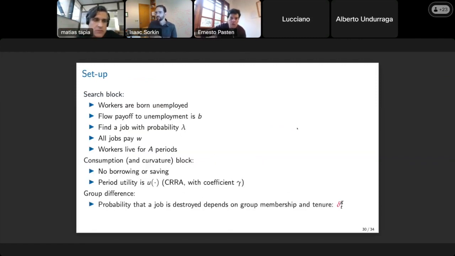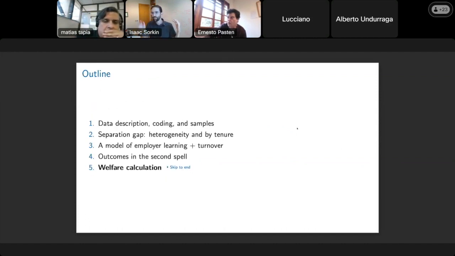Basically, what I want to do with these separation gaps is this. When I tell you there's a separation gap of 0.3 percentage points per quarter, it's a little hard to understand. So suppose there are Black and white workers facing the labor market, and the only thing that differs in your labor market experience is the probability of separating, this 0.3 percentage point difference in separations. How much would Black workers be willing to pay to not have that additional probability of separation? That's the exercise.